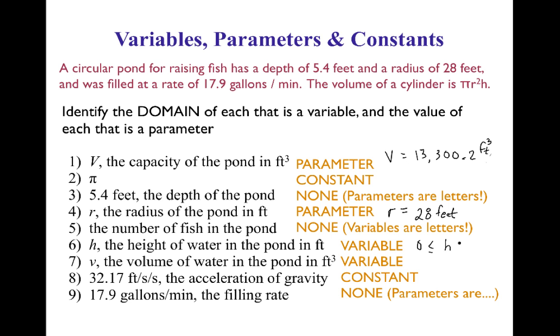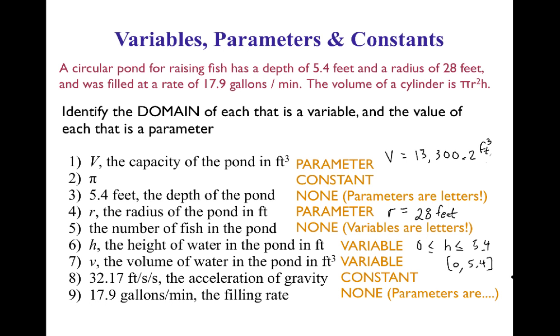So here's one way to write that domain. You could write it with inequalities. And what's the highest it could be? 5.4. Okay. Another way to write that would be, since we're including the endpoints of the interval, we could use brackets. So we could go 0, 5.4. So this would be 2 ways to express that domain. All the numbers between 0 and 5.4, including 0 and 5.4.